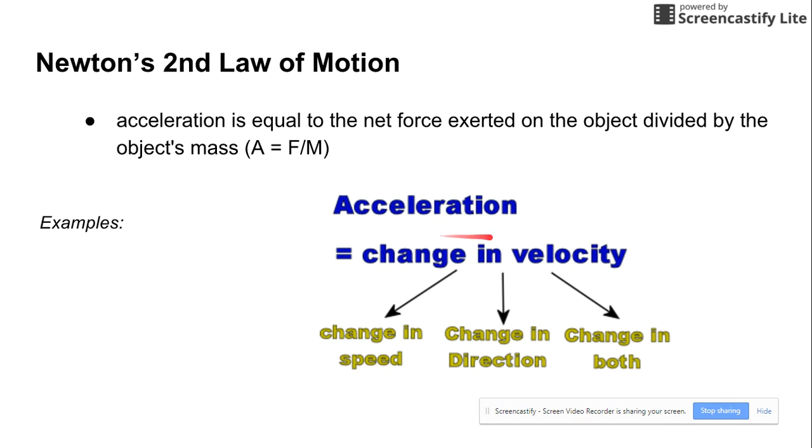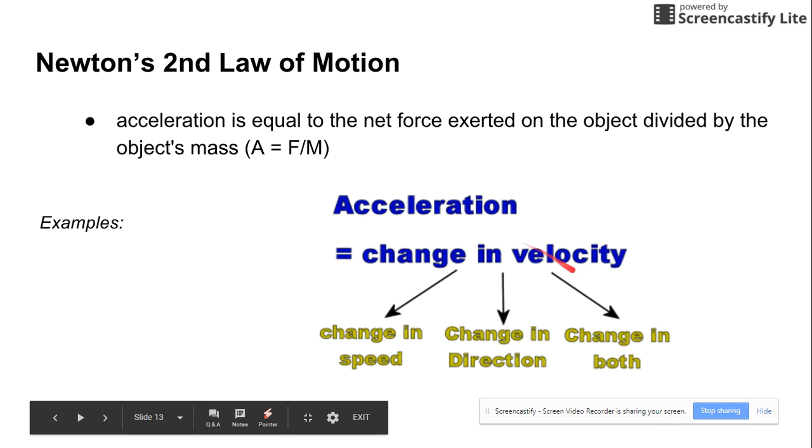One picture, acceleration is the change in velocity. Velocity could mean speed, direction, and both. So acceleration is related to all of these, okay?